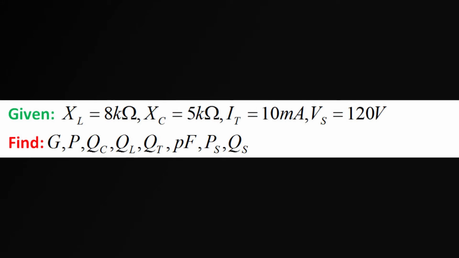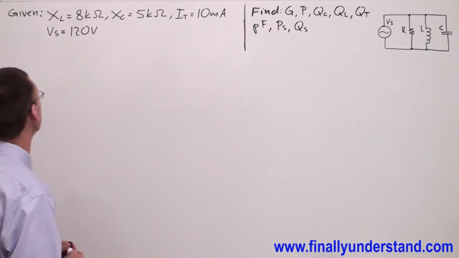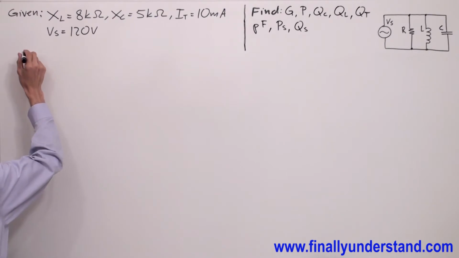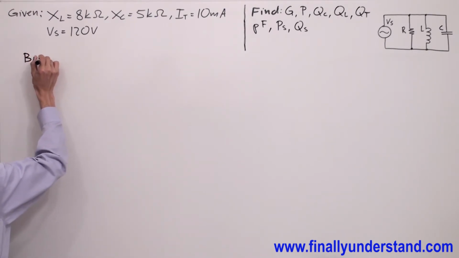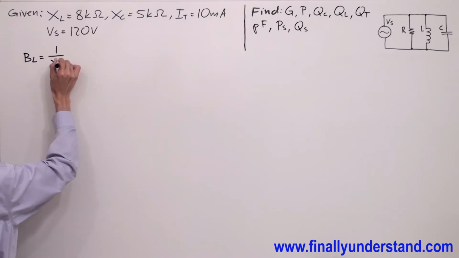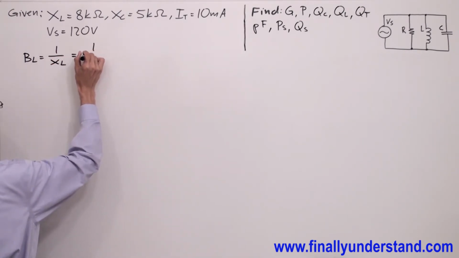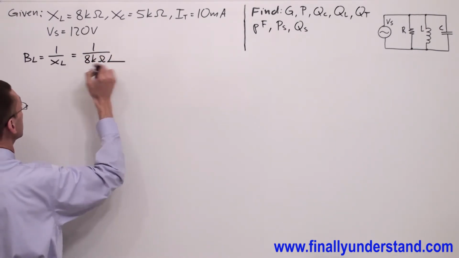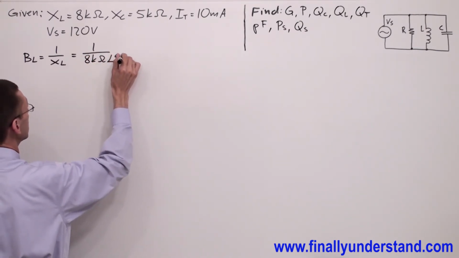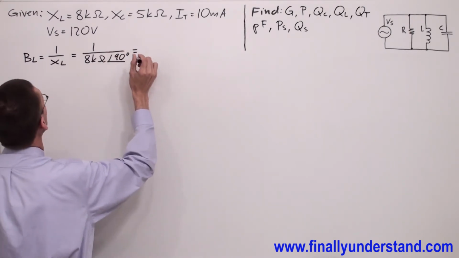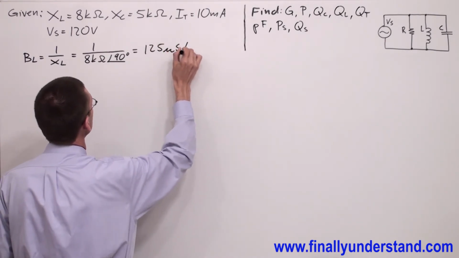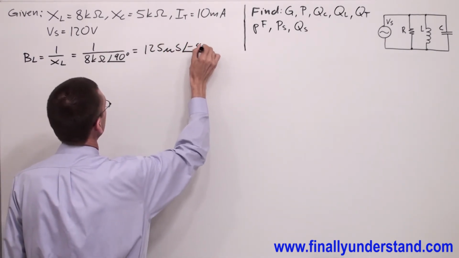Let's take a look at this example. First, I'm going to find the inductive susceptance and capacitive susceptance. So I have BL equal to 1 over XL. This is equal to 1 divided by 8 kilo ohms, and don't forget that XL always goes with an angle of 90 degrees. So this is equal to 125 microsiemens and an angle of negative 90 degrees.